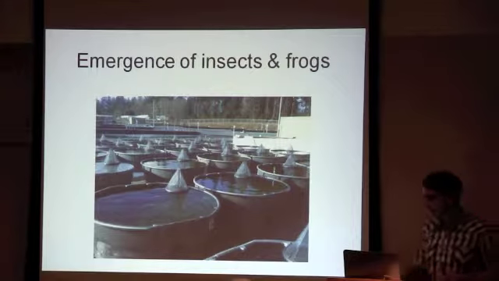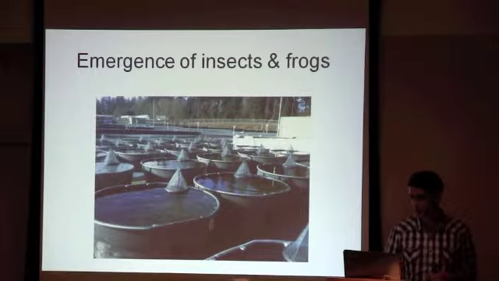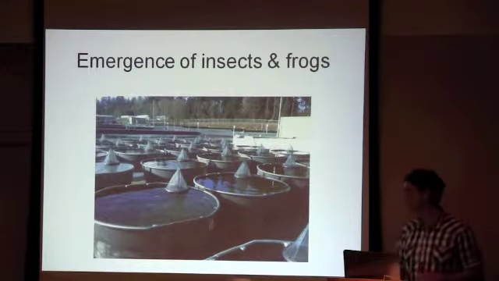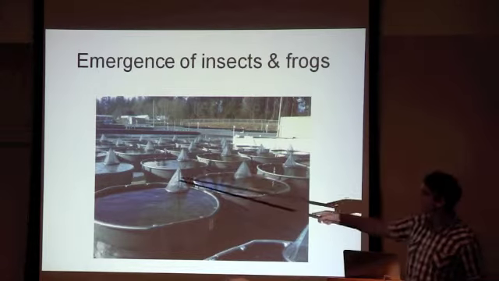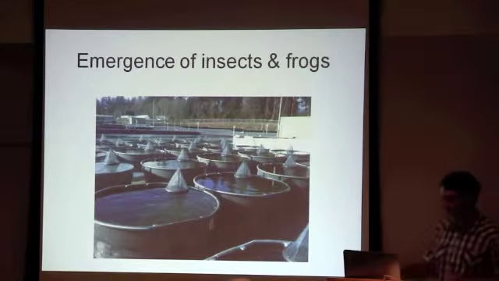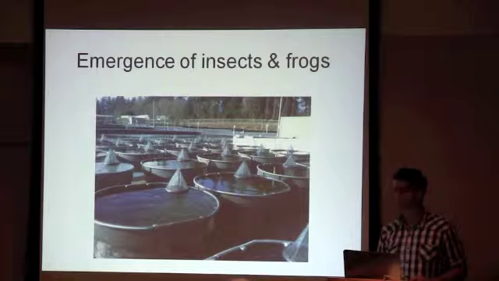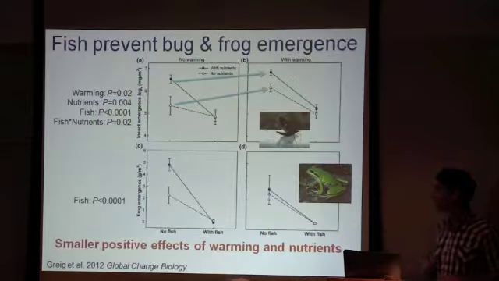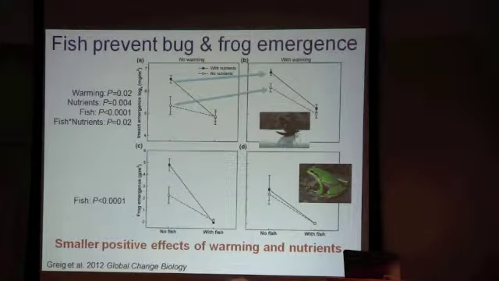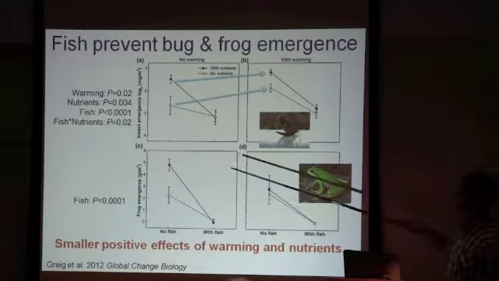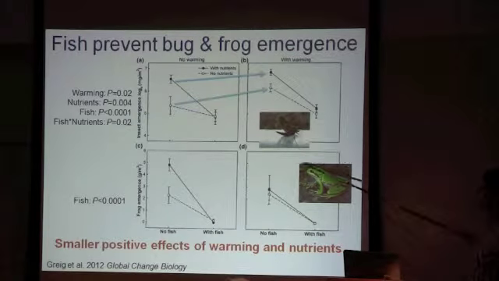We put in frog egg masses and measured how many adult frogs we got out. And we had these little hats for catching bugs as they came out, so things like damselflies and chironomids and things like that. So I'll just show you the results for emergence. We also measured effects on decomposition, which I will not tell you about, but I'd be happy to talk about if you want. So this is the effects on emergence of insects and amphibians, specifically tree frogs.